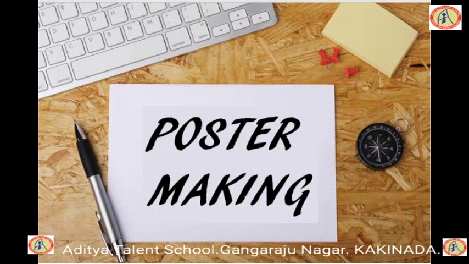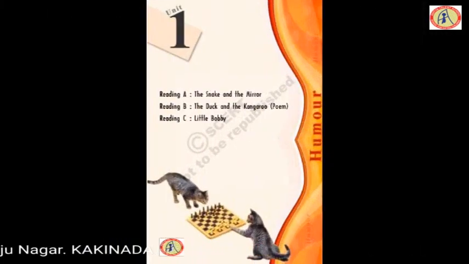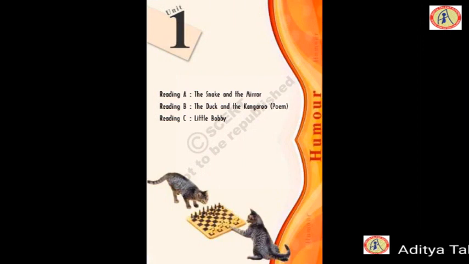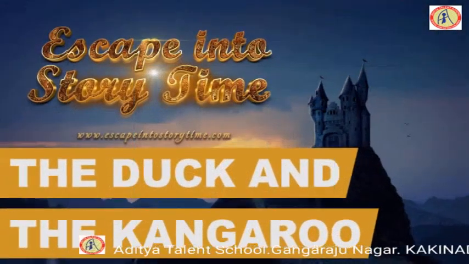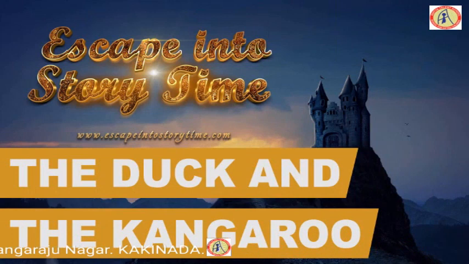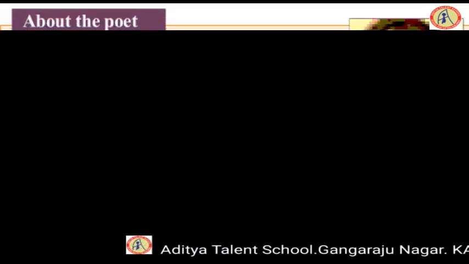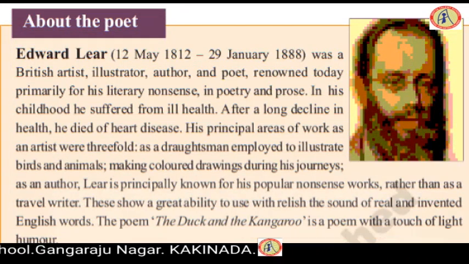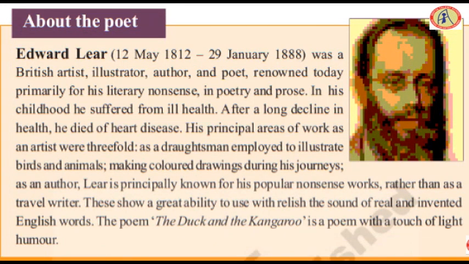Now we are going to read the B lesson. This is our reading B, The Duck and the Kangaroo. The poet of this poem is Edward Lear, born 12th May 1812, passed away on 29 January 1888. He was a British artist, illustrator, author and poet renowned today primarily for his literary nonsense in poetry and prose. In his childhood, he suffered from ill health, so after a long decline in health, he died of heart disease.